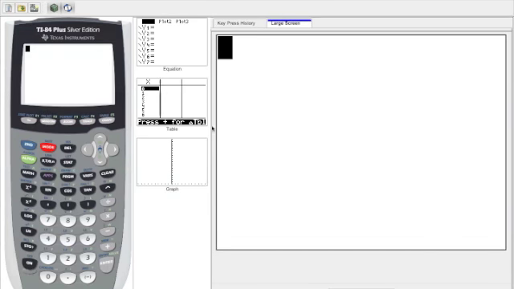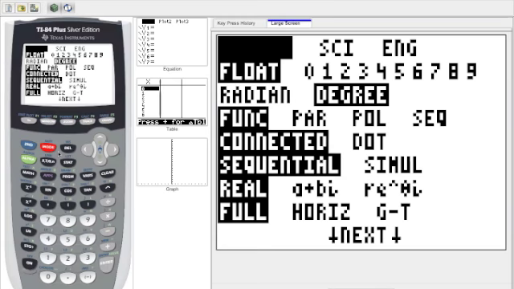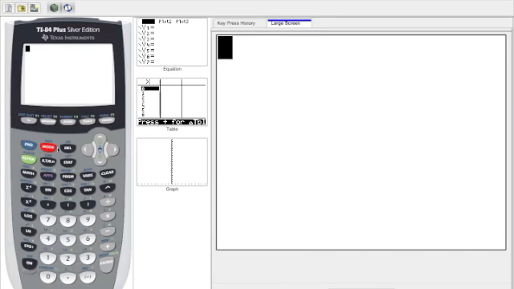By degree mode, here's a calculator. You hit mode. And you want to make sure that degree is in black. Therefore we're all set. So in this case you need a calculator.